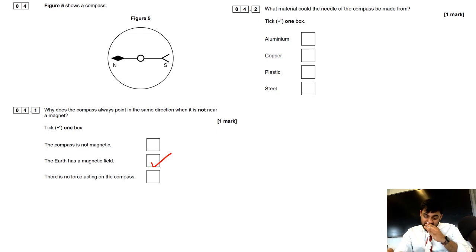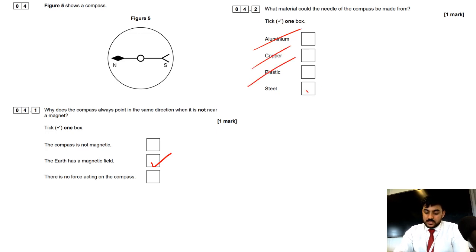What material could the needle of the compass be made from? Well, this is just a recollection of what material is magnetic. Is aluminium magnetic? No. Is copper magnetic? No. Plastic? Definitely not. Steel? Yes.